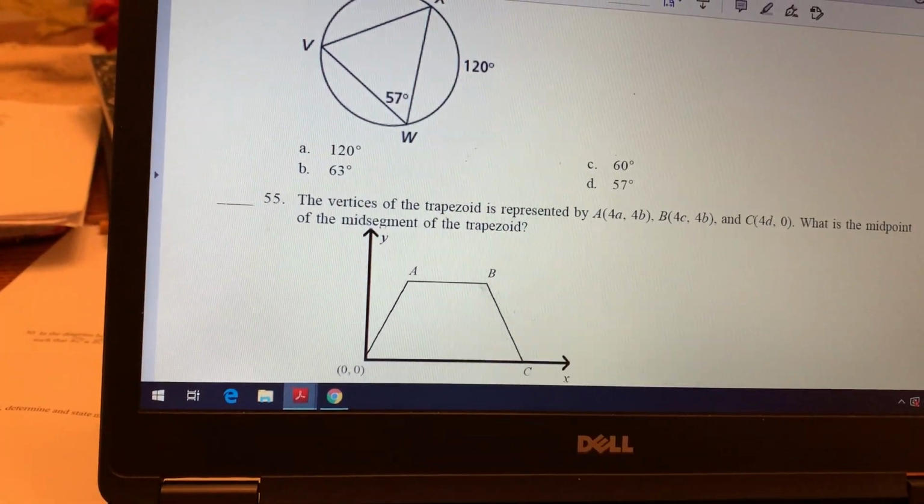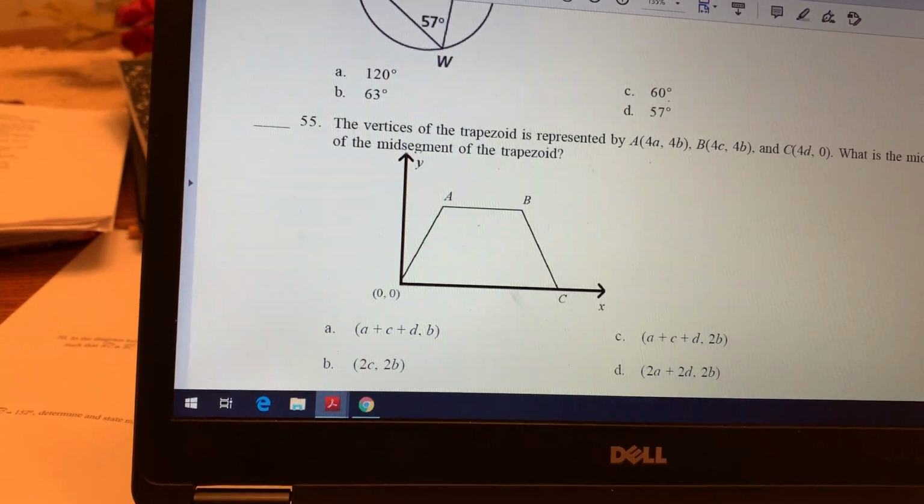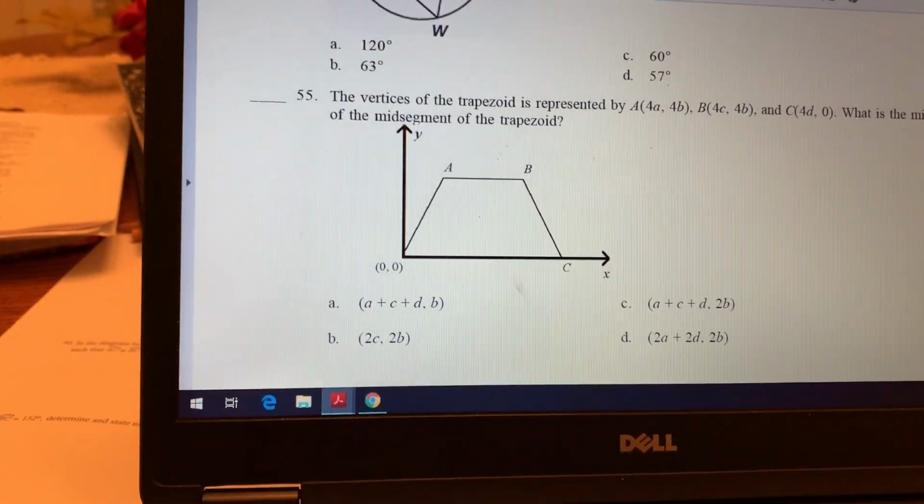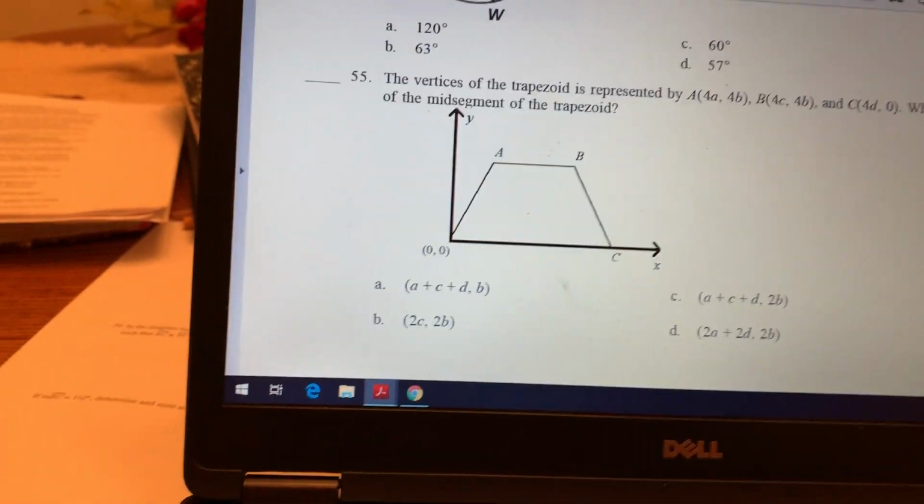And 55, we didn't talk about trapezoids or mid-segments, so again, we'll skip that one, not have to worry about it.